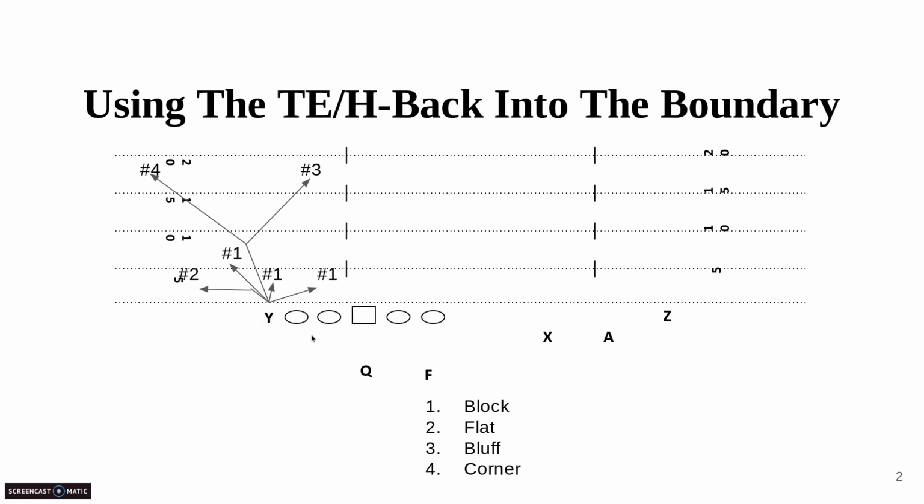So let's look at it very simply. Let's just look at numbers. We have 4 gaps into the boundary. So from the hash mark, we have A gap, B gap, C gap, D gap. 4 gaps into the boundary. So the defense must have four defenders for those gaps. They must have a defender for A gap, B gap, C gap, and D gap. Makes a lot of sense.